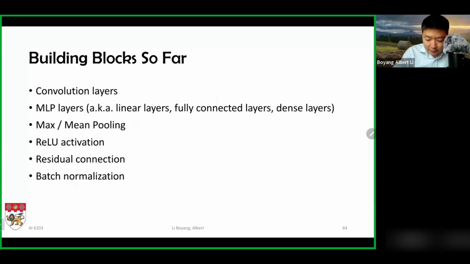So we have discussed a number of building blocks for convolutional networks so far. We have the convolution layers, the MLP layers, which is also known as a linear layer, a fully connected layer, or a dense layer. So this is really just the matrix multiplication of the input vector. Okay, we talked about the pooling operation, the activation functions, the residual or the skip connection, as well as the normalization operations. So now we want to put them together to create the residual network.